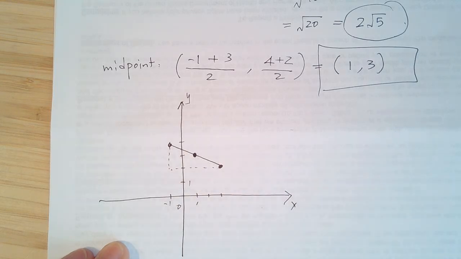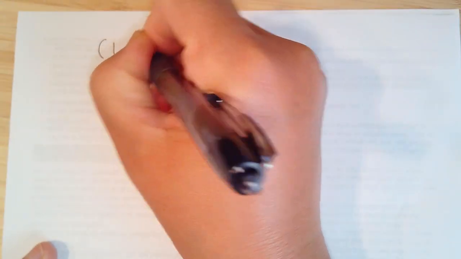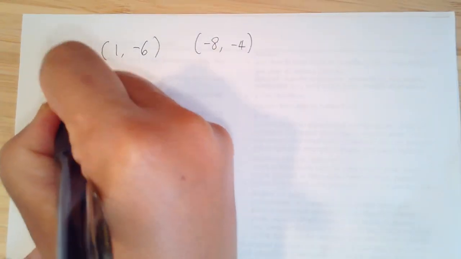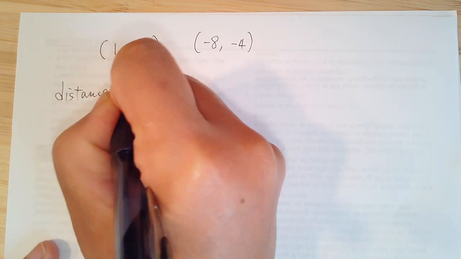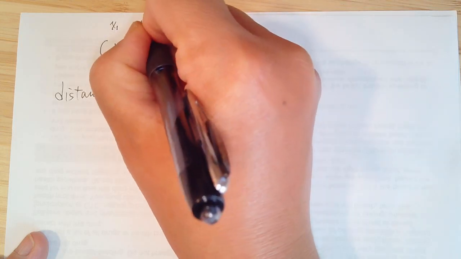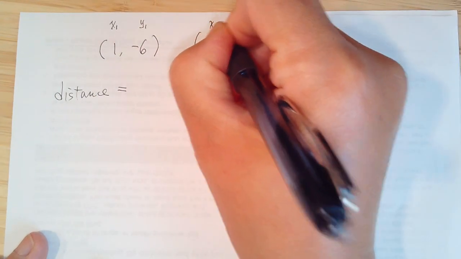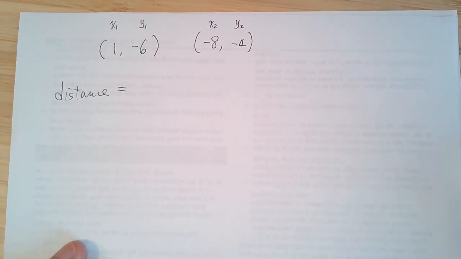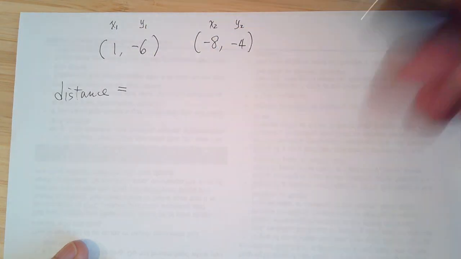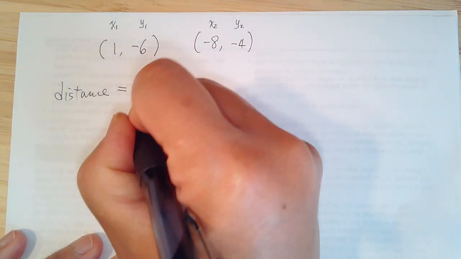All right, so try one more without drawing. I just give you two points, and can you find the distance and the midpoint? The points are 1, -6, and -8, -4. The distance will be, if you like, you can put a little mark here, x1, y1, and x2, y2, because when you plug into the formula it might be a little helpful, since you come here to say, oh, that's x2 and this is x1. But once you do a couple of exercises, you don't really need to.